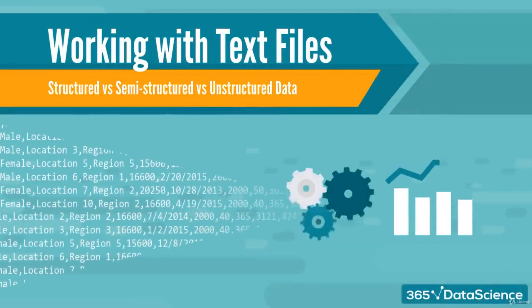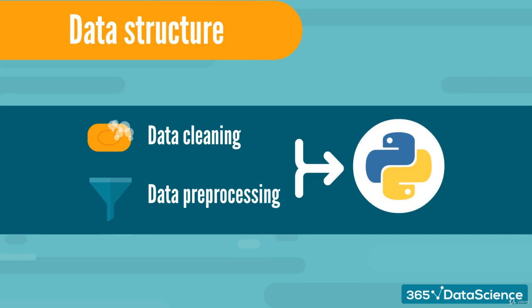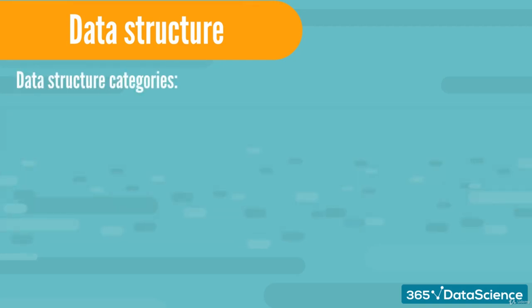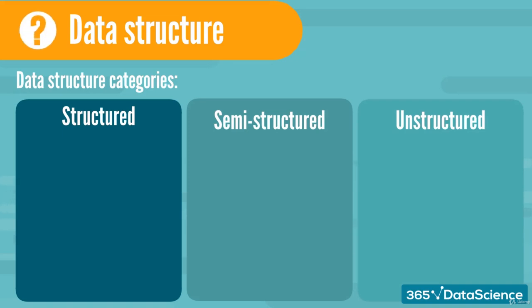Before you start cleaning or pre-processing information, you need to be acquainted with the structure of the data first. So, in this video, we aim at making sure that you are aware of the three main types of data, according to their organization. We can categorize data as structured, semi-structured, and unstructured data. But first things first, what is a data structure?